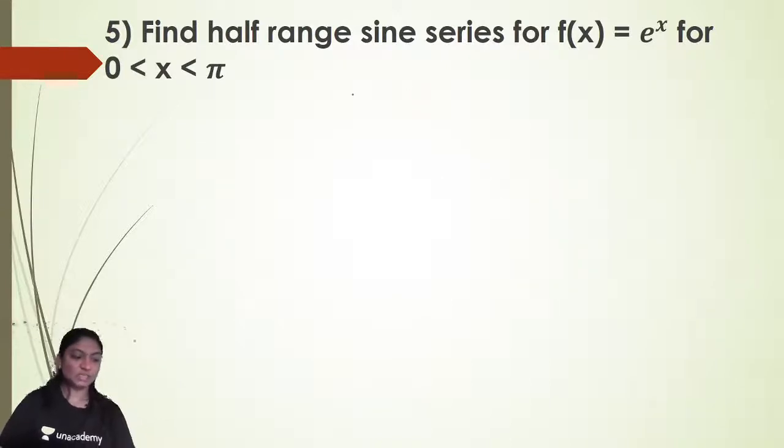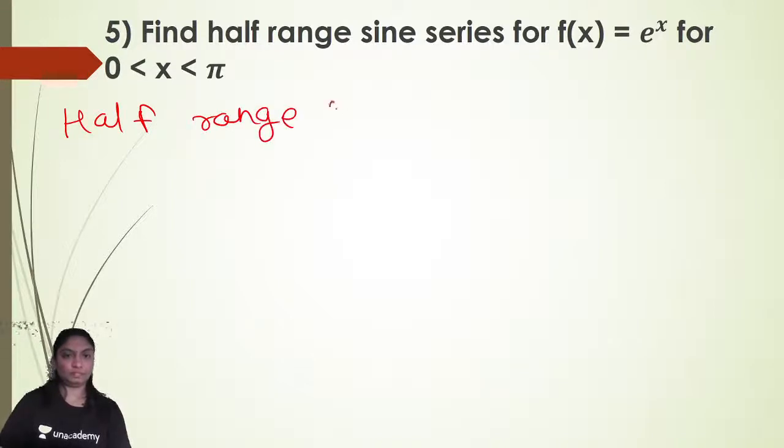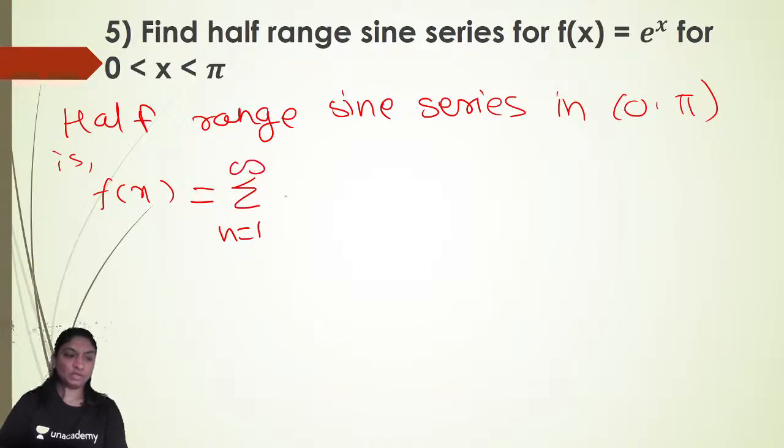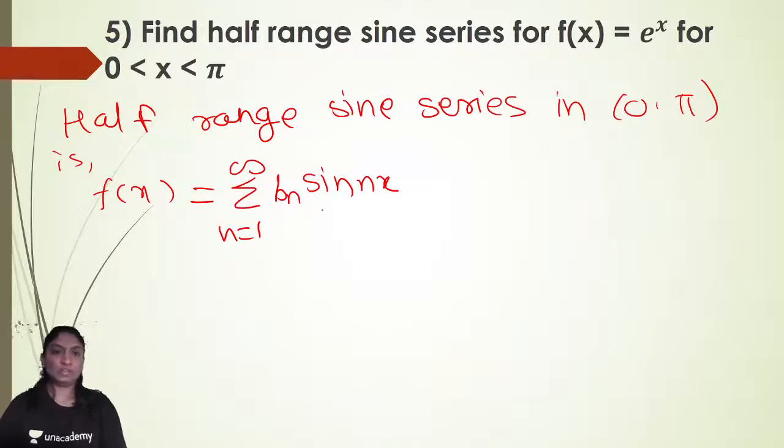So you will get the half range sine series in the interval 0 to pi: f of x is equal to summation n varying from 1 to infinity bn sin nx, only because here a0 and an are 0.